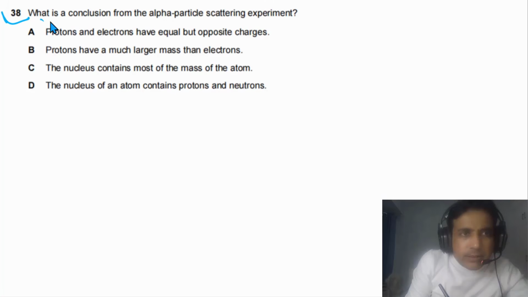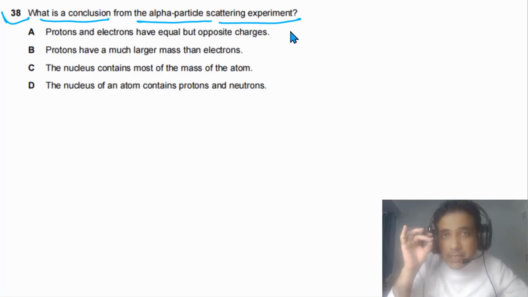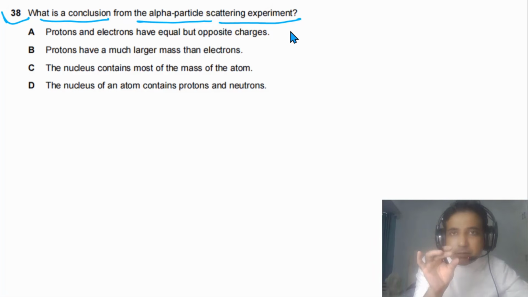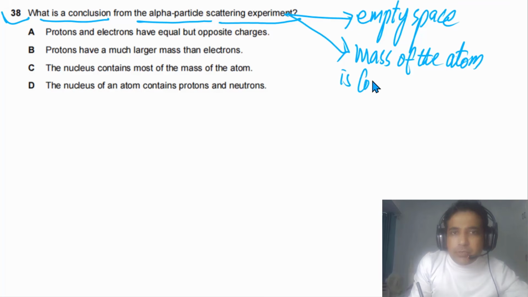Question 38 says, what is a conclusion from the alpha particle scattering experiment? From the alpha particle scattering experiment, we concluded that most of the atom is empty space, or we can say mass is concentrated at the center of the atom. So mass is concentrated in the nucleus. A few things you need to understand: most of the atom is empty space, and we concluded that the mass of the atom is concentrated in the nucleus.